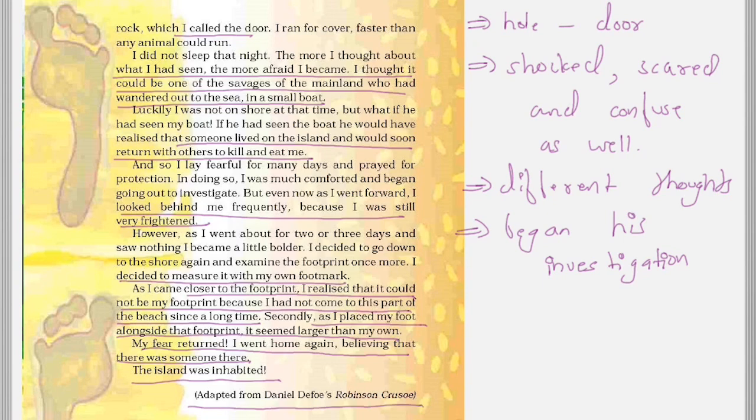So this has been adapted from Daniel Defoe's Robinson Crusoe. It is a normal part from it. You can read about it more on Google. So what happened next? He found the footprint to be different, and he made up his mind that the island was inhabited.